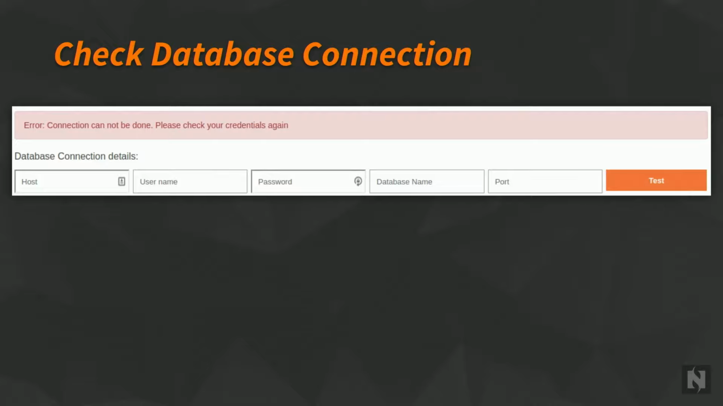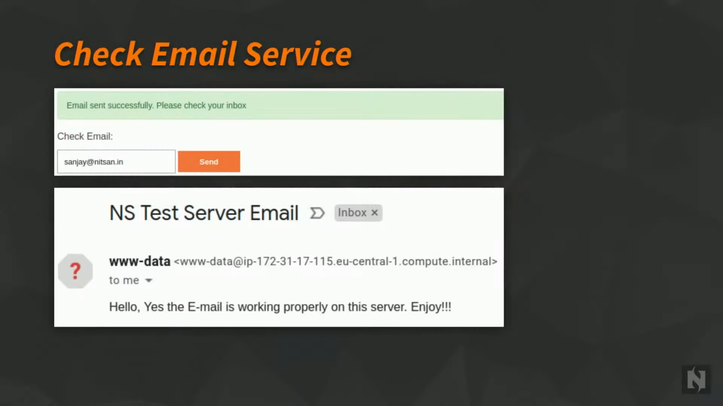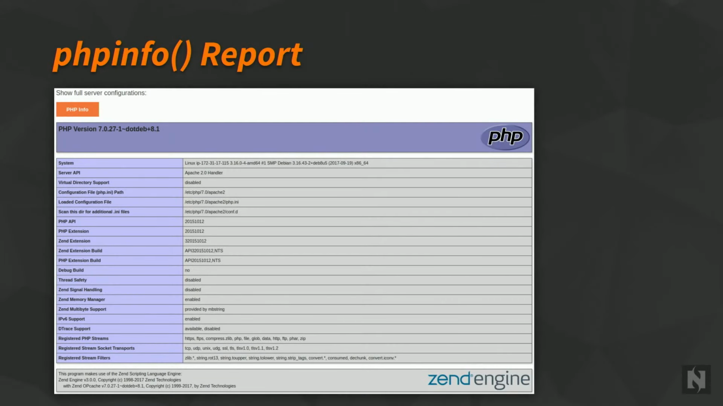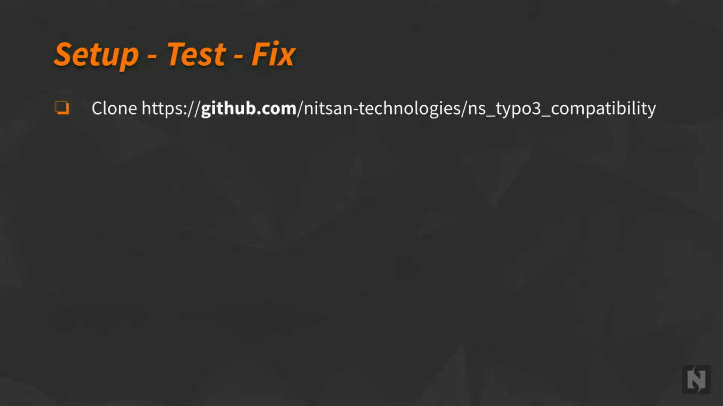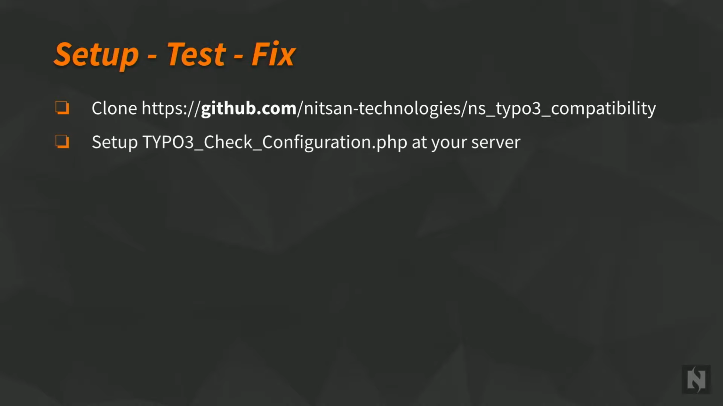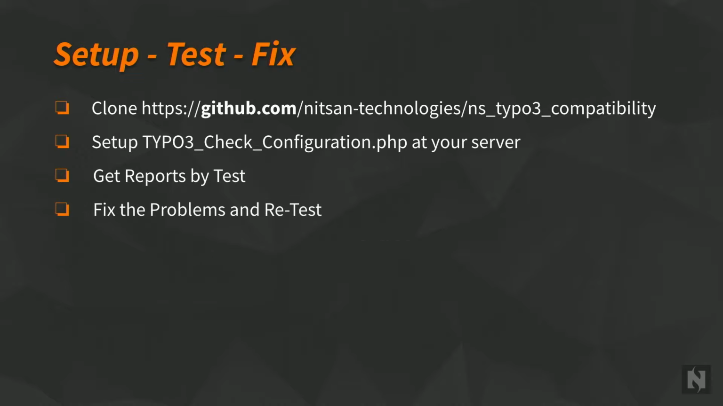Second, it is very easy to check the connection instead of directly trying to install. You just first come here to see whether the database is okay or not. You can also check the email service by writing your email, and it will send a test email. We also have the simple phpinfo. So how to do that? Just clone this from GitHub. There is one file, the TYPO3 check configuration.php. Set it up and get the report as seen in the screens. Fix the problem and retest. If everything works well, then go to development, deployment, and all the stuff.